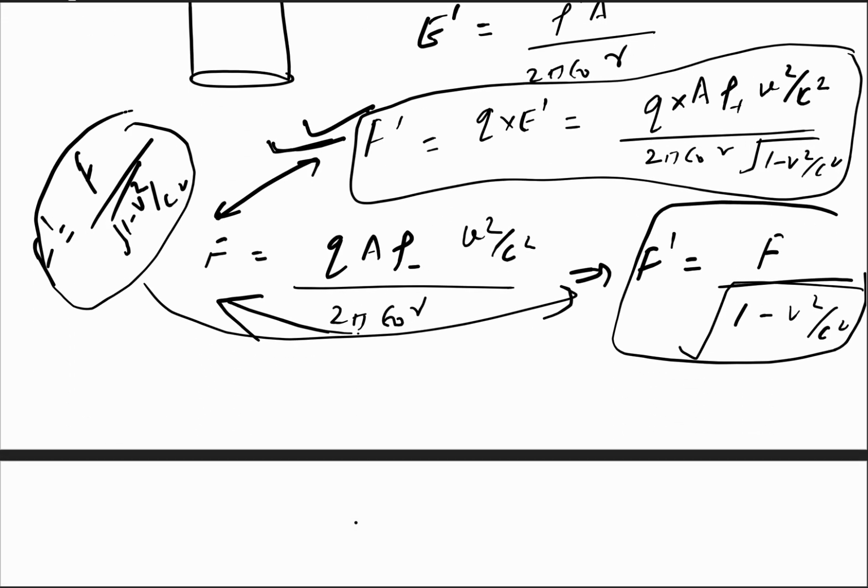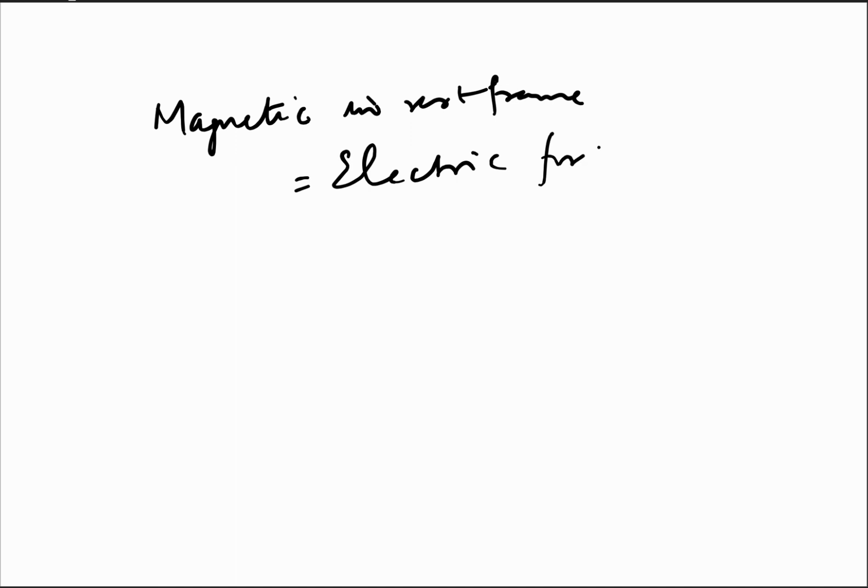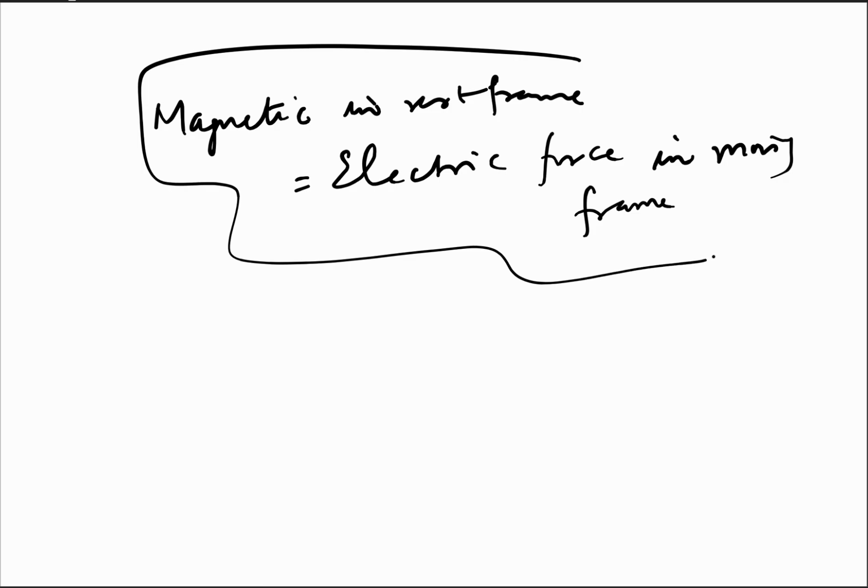That is, the magnetic force in the rest frame is equal to the electric force in the moving frame. And in our special case, the speed of the moving frame is equal to the speed of that charge, and also the drift velocity of the charge carrier in the current carrying conductor. So in this way we have shown that the electric and magnetic field which we derived using Maxwell's equations follow the special theory of relativity.